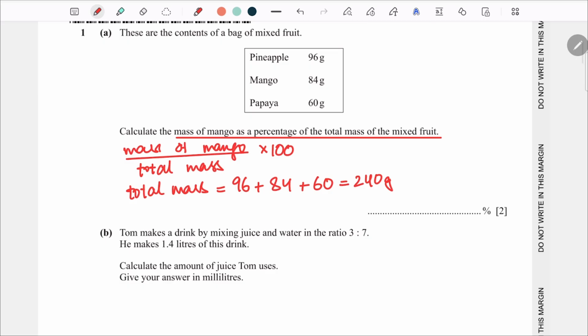Now the mass of the mango is 84, so 84 divided by 240 multiplied by 100, and this is going to be equal to 35%.